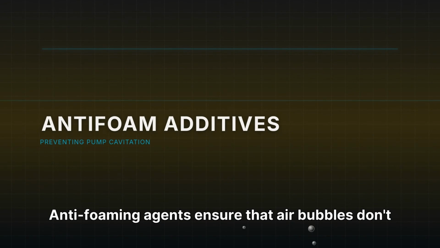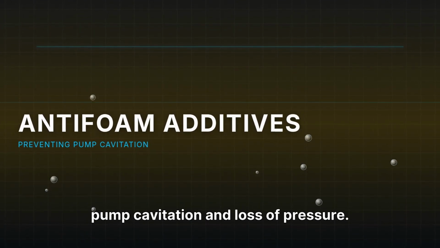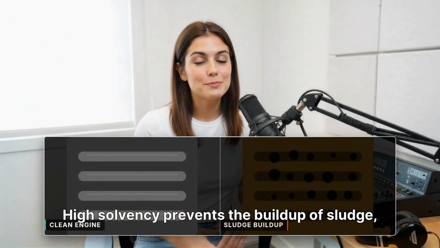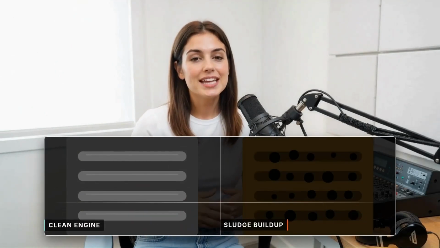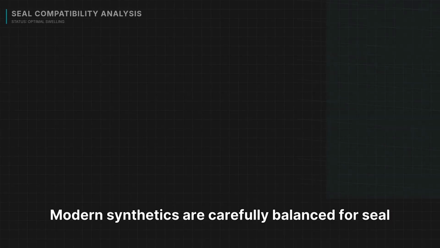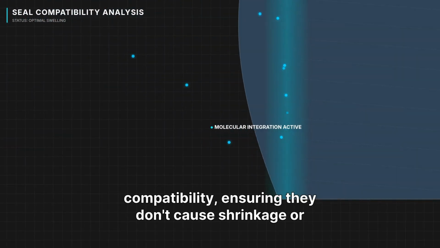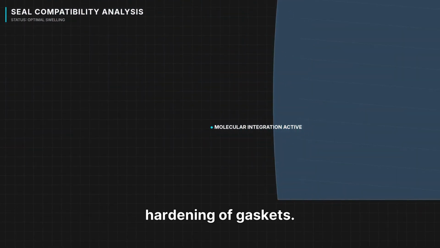Anti-foaming agents ensure that air bubbles don't form in the oil, which could cause pump cavitation and loss of pressure. High solvency prevents the buildup of sludge, keeping internal oil passages clean for the life of the engine. Modern synthetics are carefully balanced for seal compatibility, ensuring they don't cause shrinkage or hardening of gaskets.